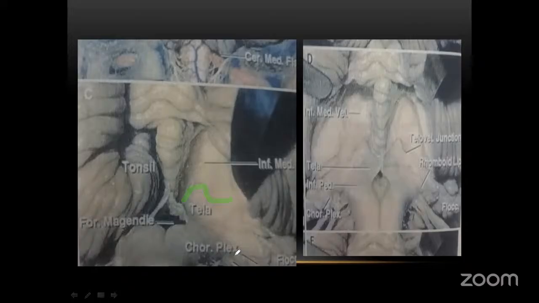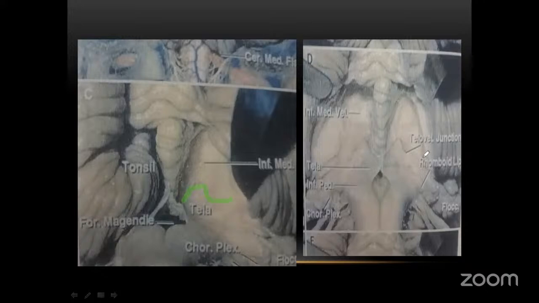Just posterolateral to the tela, we will see the choroid plexus, and more laterally, at the level of the medulla oblongata, we will see the flocculus part of the cerebellum. Okay, so this is the part, our target will be here.